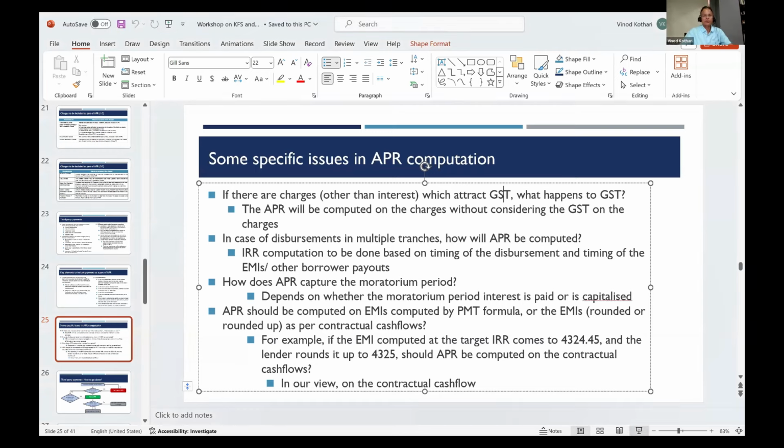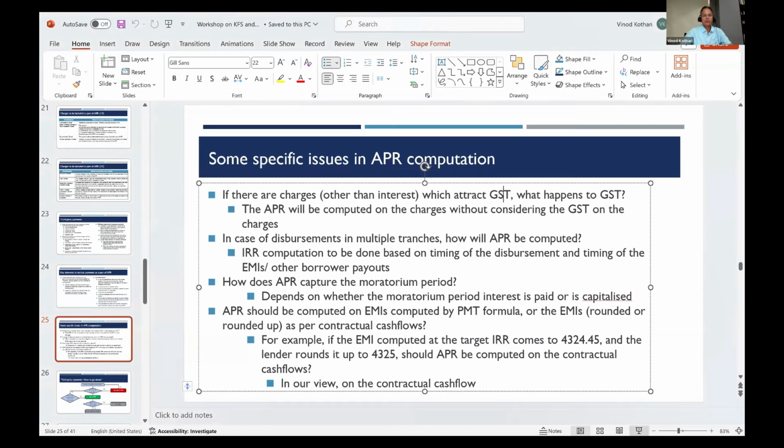Like in my example, 14% was the ROI. APR was coming in some cases to 20% also. APR is not ROI. So you are saying that in the sanction letter also, if we are disclosing, maybe we can disclose both of it and distinguish between both. In the sanction letter, why do I have to disclose APR? APR is a computation which I'm giving for comparison purposes, to make this lender versus that lender comparison for the borrower.